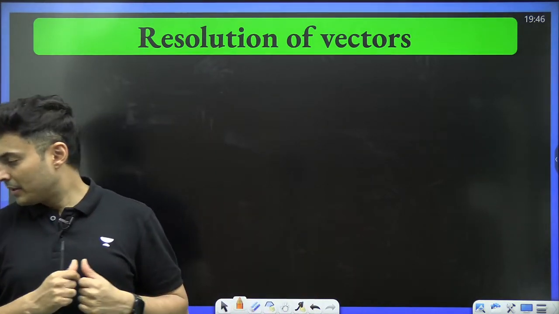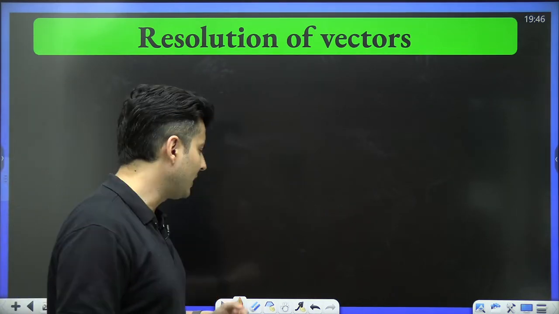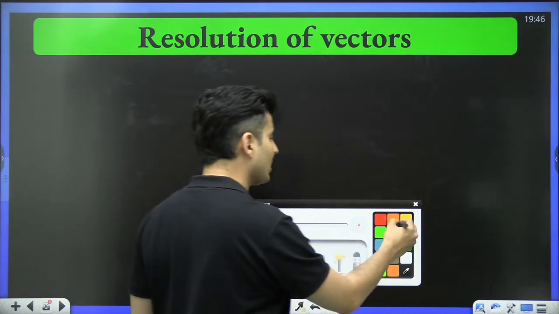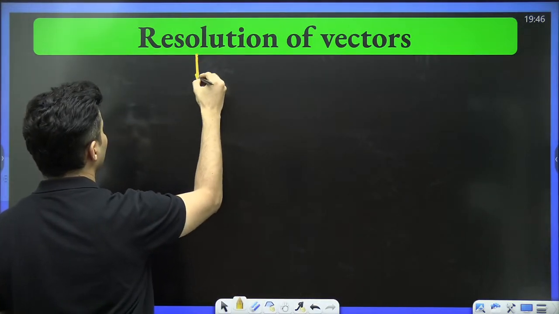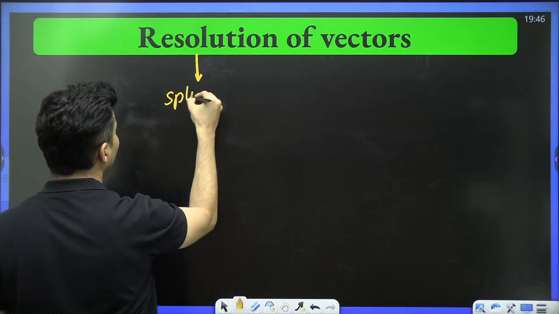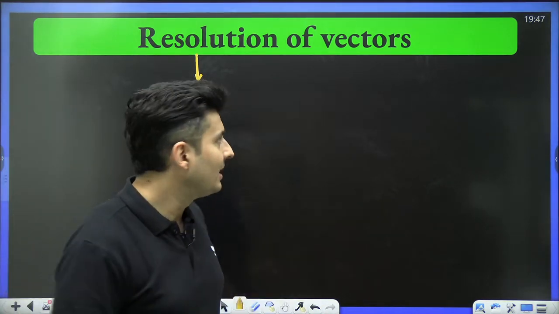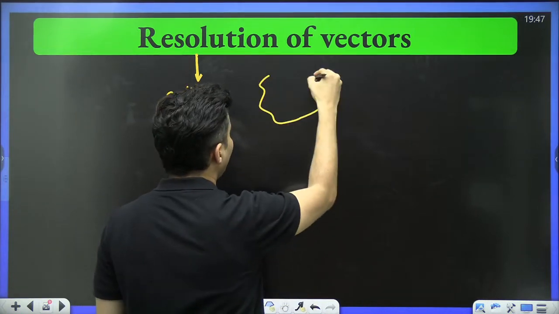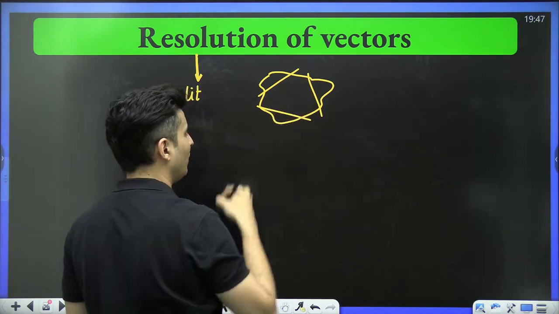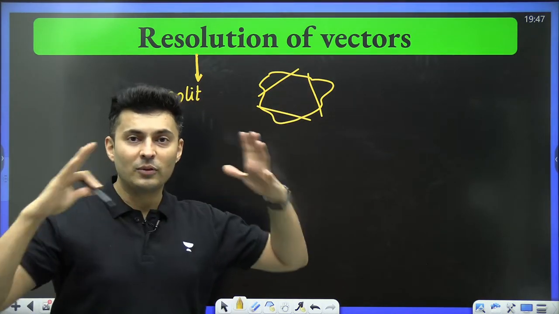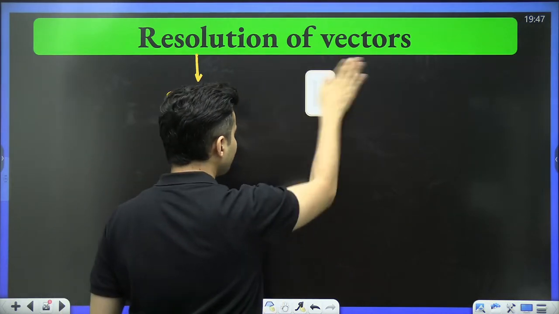Okay, great. Let's get to vector resolution, guys. Now, resolution. Meaning splitting. What is the meaning of it? Splitting. Split into parts. Like I have a cake and I split it into one part, two parts, three parts, four parts. So that is the meaning of resolution. You cut it into multiple parts.